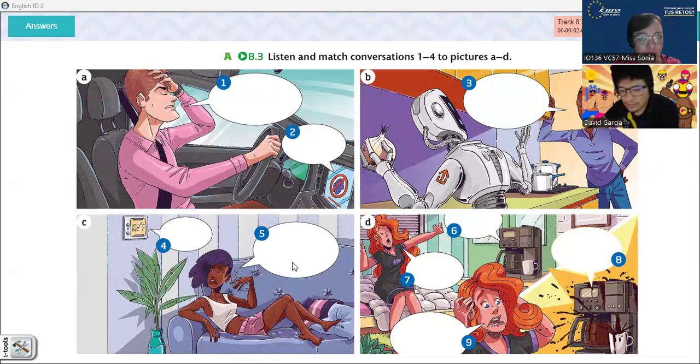Match the conversations to the pictures, please, because you will listen to the conversations in a different order. Let me know that you are listening correctly, please.